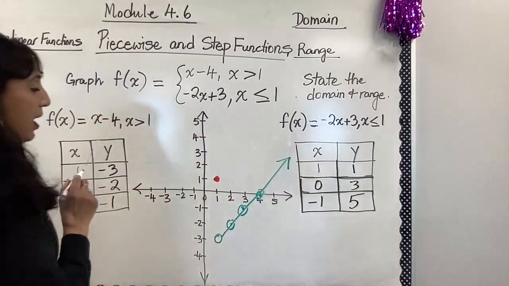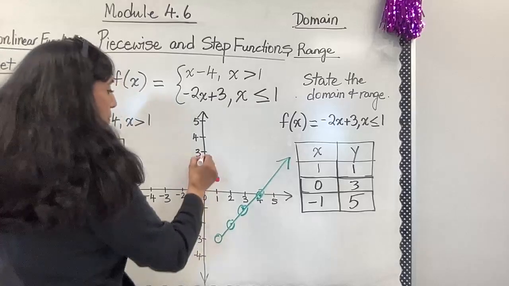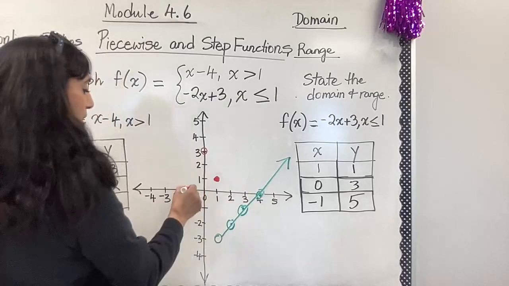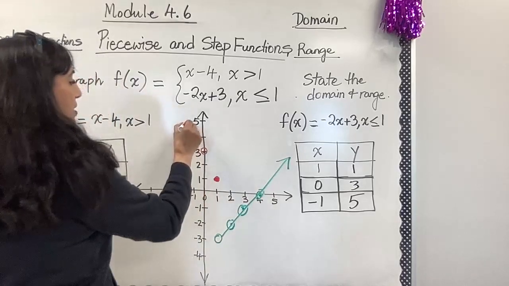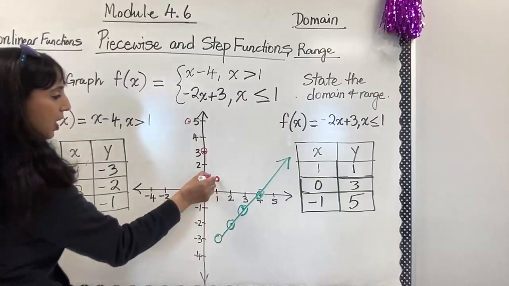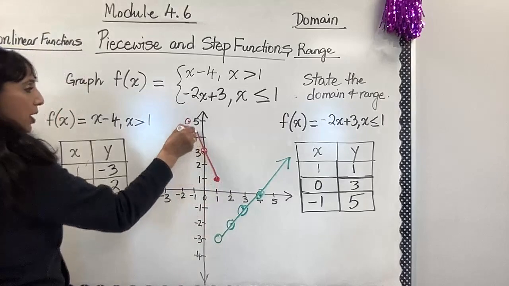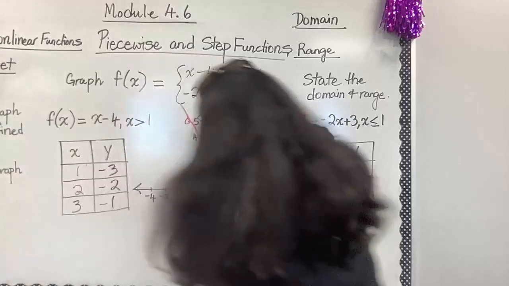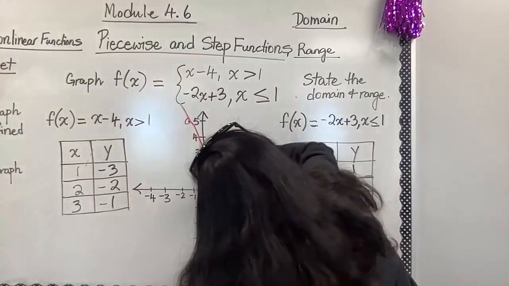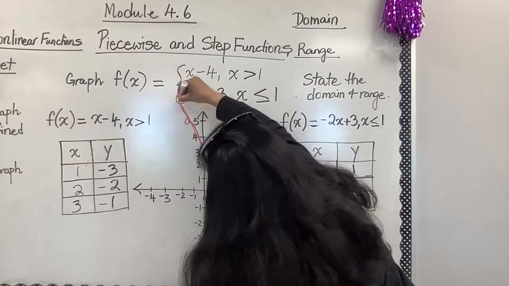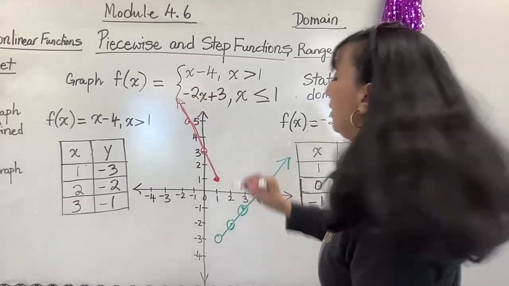Then I have (0, 3). Here's my point. I have (-1, 5). Here's my point. And then all I do is, from here, I am going to go ahead and draw my line. Apologize, it's not the straightest from that direction. Let me try it from here. Okay, all right, so here is my line.